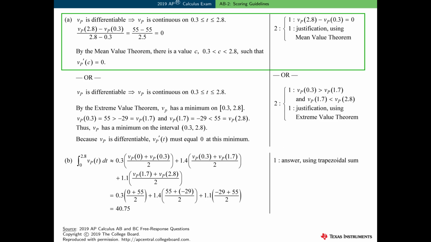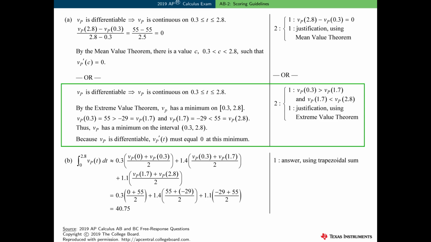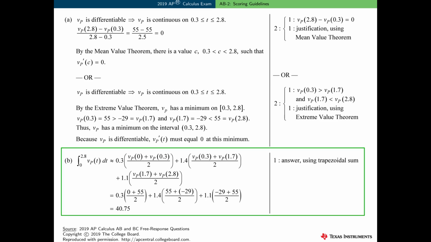Part A was worth 2 points. 1 point for conveying that the difference v sub p of 2.8 minus v sub p of 0.3 is equal to 0, and 1 point for presenting a justification using the mean value theorem. Note that there is an alternative solution on the scoring guidelines. This second common solution presented by students involves the extreme value theorem. Part B was worth 1 point, simply for the answer using a trapezoidal sum.